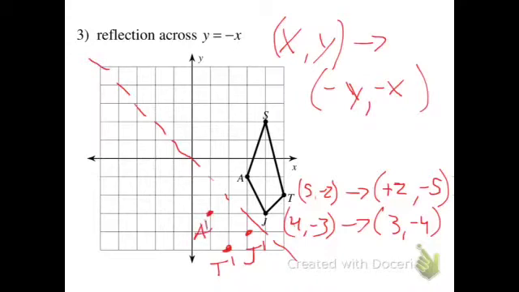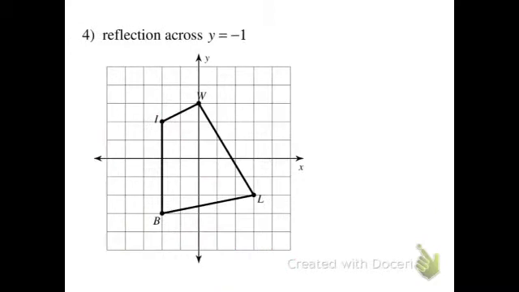There's A prime. And S is at 4, 2, and so you're looking at negative 2, negative 4, sorry. So, our S prime is going to be right there, and we got our lovely shape, kind of a kite-looking guy, right there. Ta-da! Shape reflected.